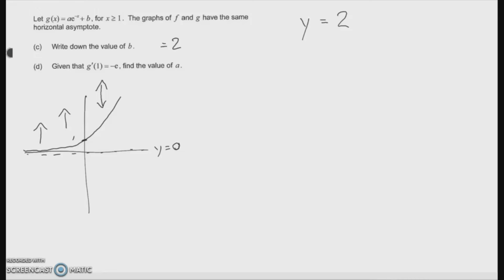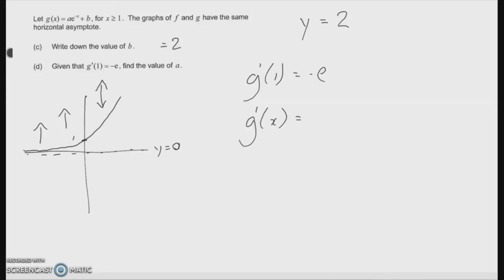Then we are told that the derivative at 1 is negative e, and we're finding the value of a. So you can see here these two questions are leading you through finding a and b based on some properties of the graph. Now, if the derivative at 1 is negative e, then we need to find an expression for the general derivative function g prime of x.